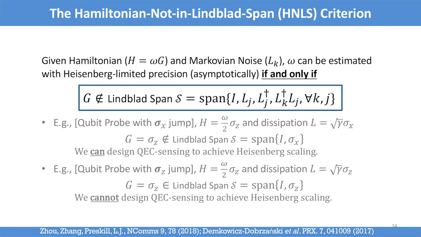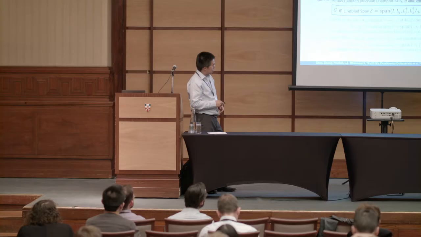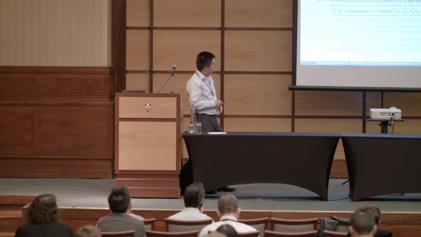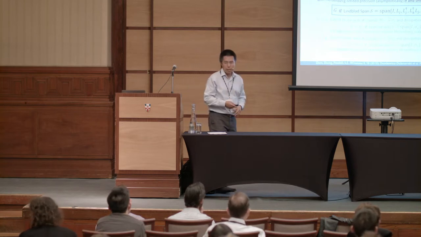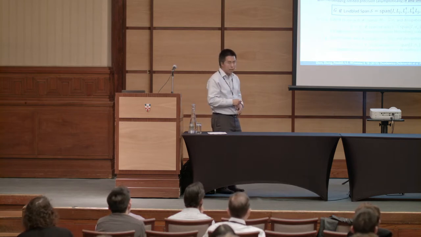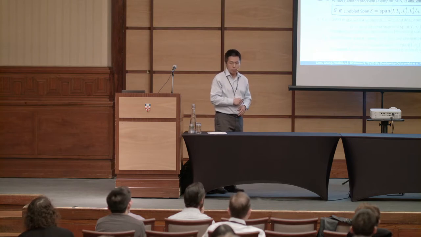So let's look at two examples. One example we looked at is a bit flip, x rotation. We want to sense the energy difference sigma z, but the jump operator is sigma x. Then the Lindblad span will be identity and sigma x. And of course, sigma x dagger sigma x is identity. So basically it's spanned by identity and sigma x. And fortunately, sigma z is not in that operator span. Therefore, we can restore the Heisenberg scaling, as we showed in the first example.